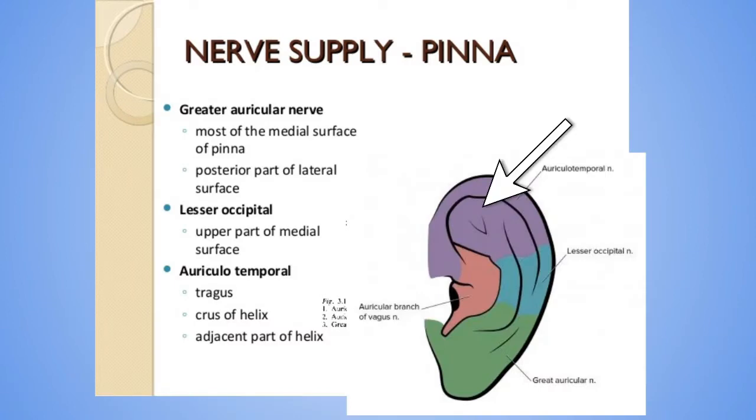Now next is the nerve supply of the pinna. The upper 2/3 of the lateral surface of the auricle is supplied by the auriculotemporal nerve and the lower 1/3 by the greater auricular nerve. The upper 2/3 of the medial surface is supplied by the lesser occipital nerve. Basically the root of the auricle is supplied by the auricular branch of the vagus nerve, and the auricular muscles are supplied through the branches of the facial nerve.